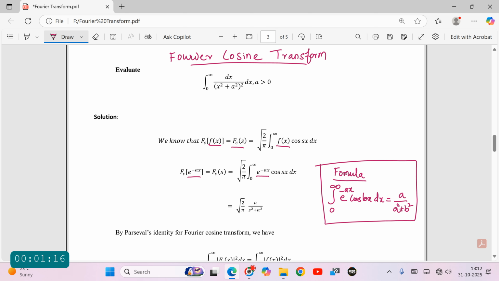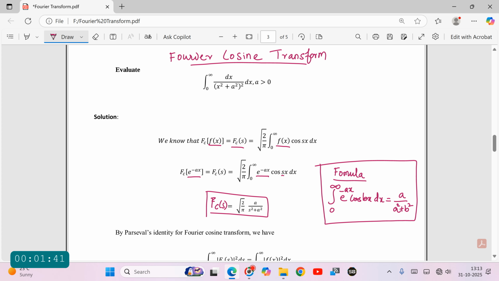There is one result for this. The result is integral 0 to infinity e power minus ax cos bx dx equal to a by (a square plus b square). Here, in place of b we have s. So what is the formula? The result is root 2 by pi into a by (s square plus a square). This is the answer for Fc of s.